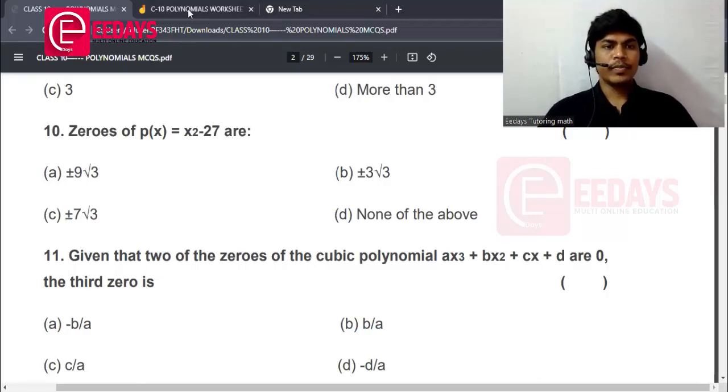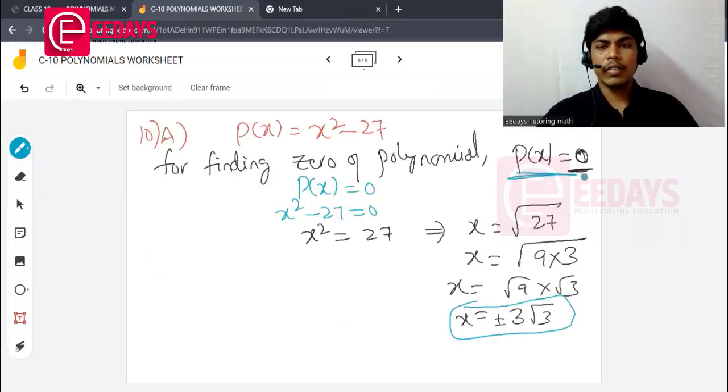Easy or difficult? For zeros of a polynomial, this condition is very, very important. You should equate P of x is equal to 0. That is what I'm writing here: P of x is equal to 0. The equation x square minus 27 is equal to 0. If you equate it to 0, 27 transfers to the other side and becomes minus 27, and you are getting x is equal to plus or minus 3 root 3. Okay.